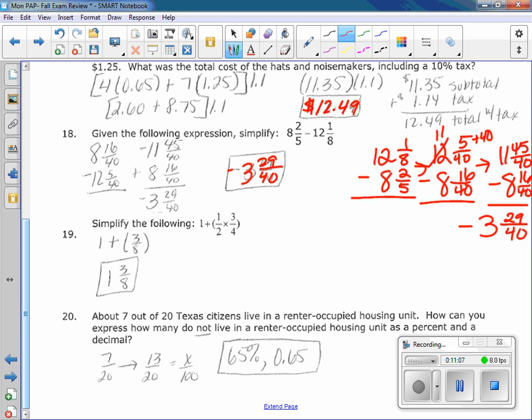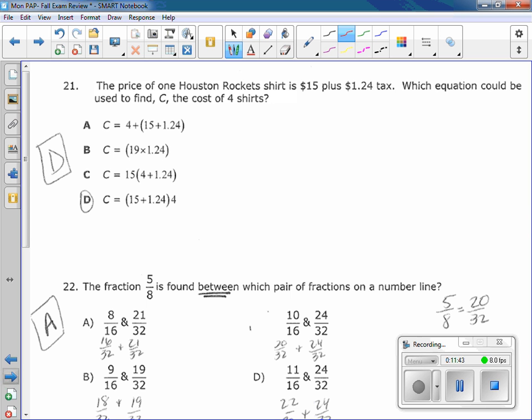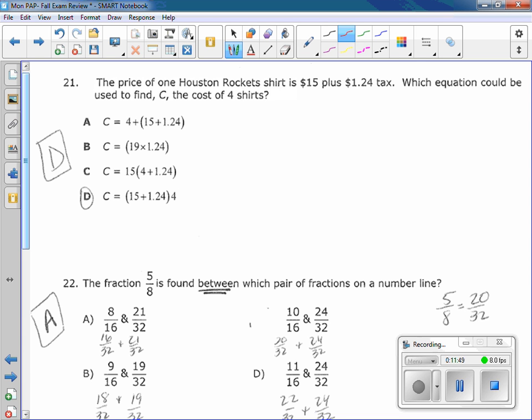And then on 19, you want to make sure you follow order of operations. That gives you 3 over 8. And then you have to add the 1 to it, which is where you got the 1 3/8. Turn it into a decimal, because we couldn't turn it into a percent. Any questions on that? Okay. Any questions on 21?